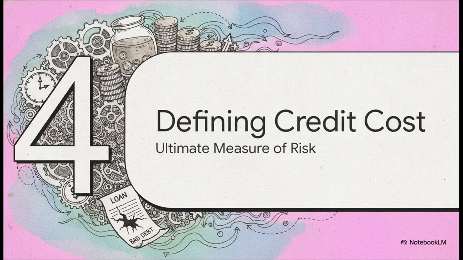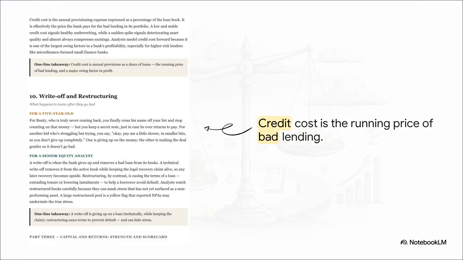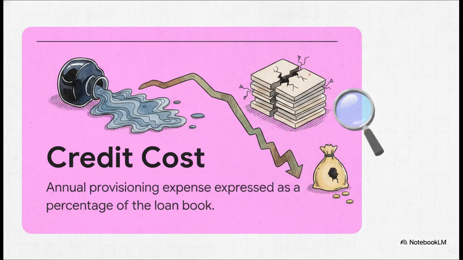All right, Section 4, defining credit cost. This is the absolute ultimate measure of lending risk. This right here is the heartbeat of banking risk management. It's the one single metric that everything else revolves around. Credit cost is defined as the annual provisioning expense expressed as a percentage of the entire loan book. In plain English, it's effectively the running price tag the bank pays for all the bad lending sitting in its portfolio over a given year.